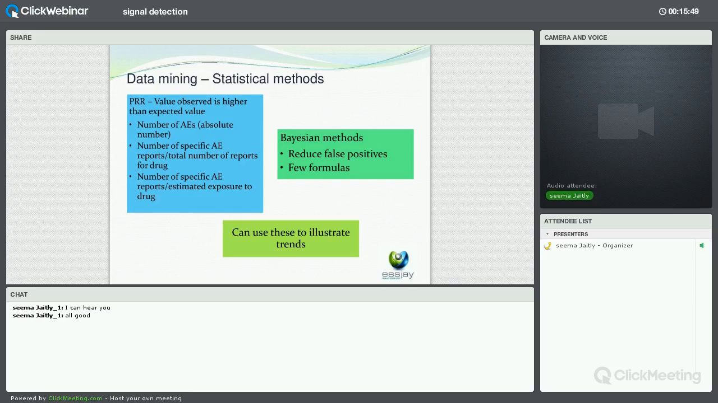What you can do, though, is use the PRR and the Bayesian methods as well, and you can plot your PRR values and your Bayesian outputs, and have a look at trending that way and see exactly what is going on with your product. So you could present them graphically.